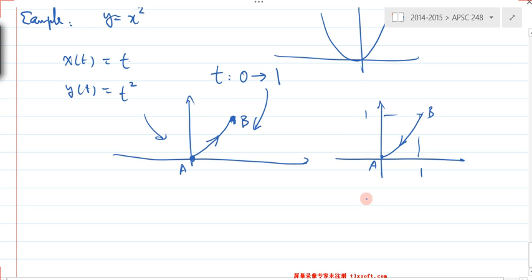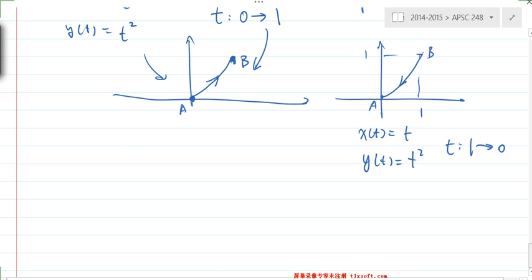So what do you say? How about this? If I still use this, what should I do with the t's range? The t has to go from where to where? 1 to 0, right? Okay, so if you don't like this range, how come this t is starting from 1 to 0? Let's say I still want my t to go from 0 to 1 though.